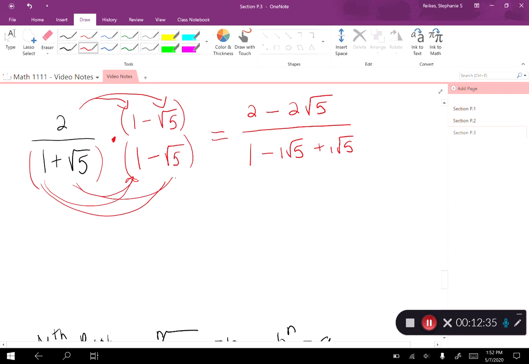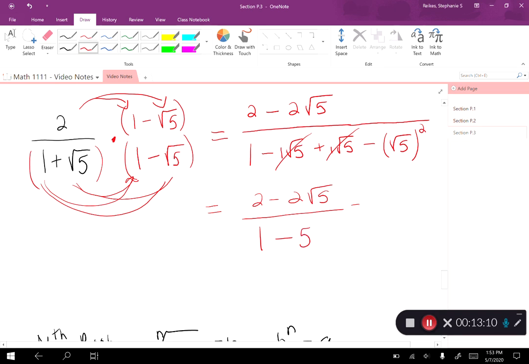And last is minus root 5 squared from the formula above. And so, let's see. I have negative 1 root 5, positive 1 root 5. That's that O and I said that was going to cancel out. Let's copy down. Numerator stays the same. Denominator, I'm left with 1 minus square root of 5 squared, or square root of 5 times square root of 5 is square root of 25. Square root of 25, I'm back at 5. And then this is going to be 2 minus 2 root 5 over negative 4.